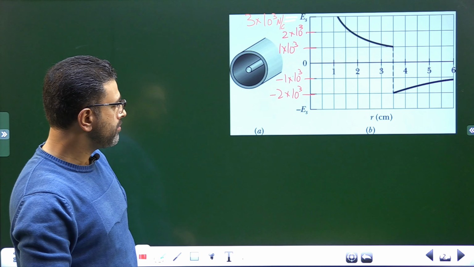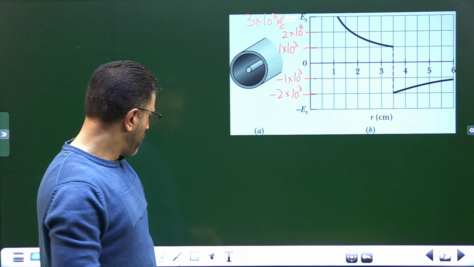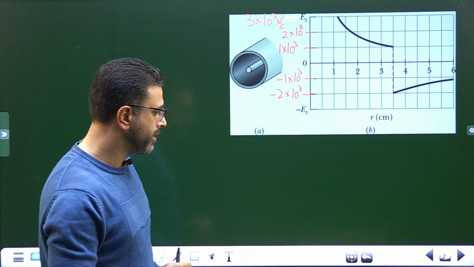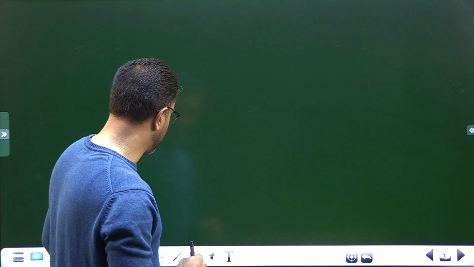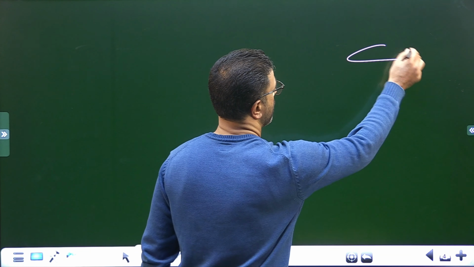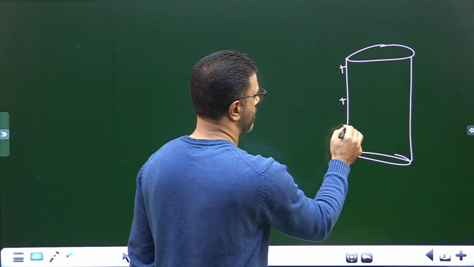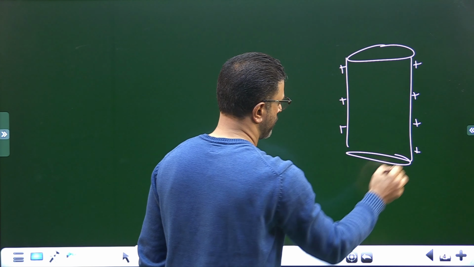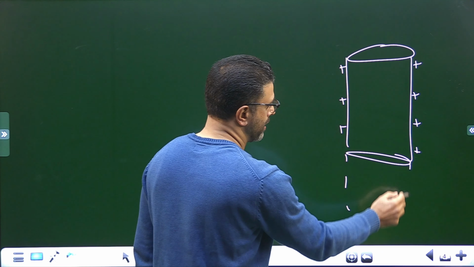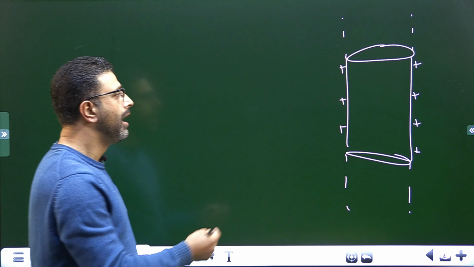Now, you can see how the field varies because of this system. We must be aware, or you must have done it while going through this chapter, if we consider a hollow cylinder with some charge on its surface, then how does this cylinder behave if it is an infinite cylinder? What is the field because of this cylinder?